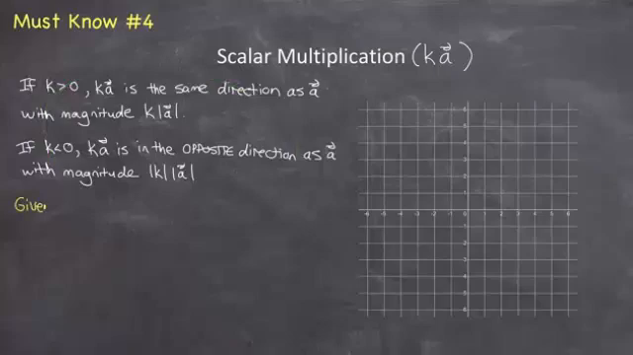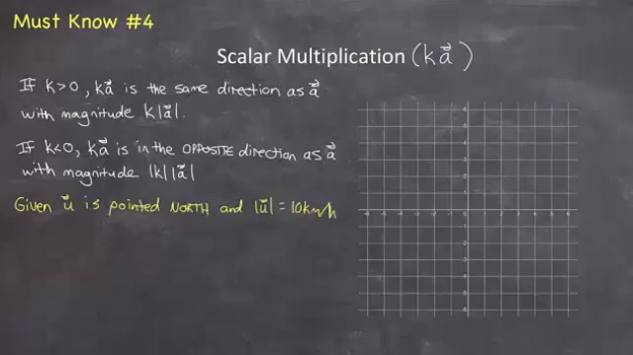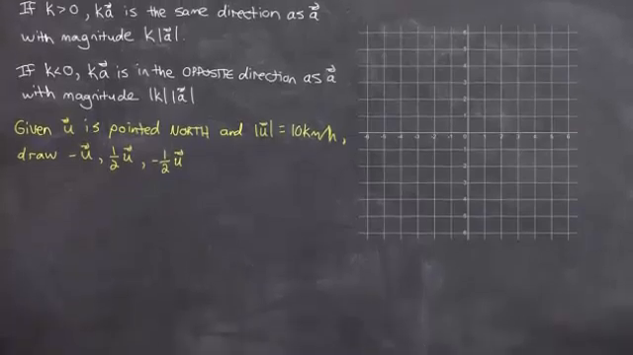So let's say we have some vector, vector u, that is pointed straight up to the north, and its magnitude is 10 kilometers an hour. Let's draw what negative vector u, a half times vector u, and negative a half times vector u look like. So let me start by drawing vector u.